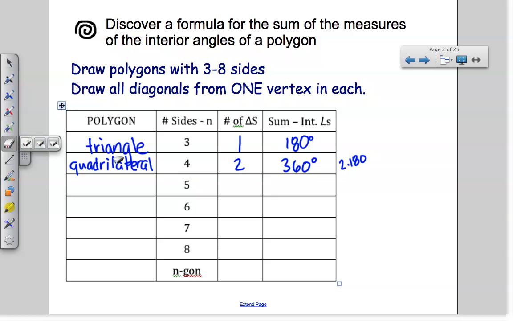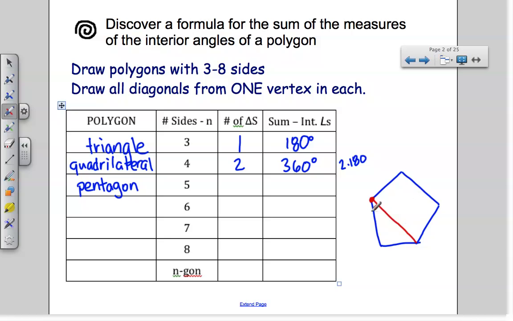Alright, let's do a 5-sided polygon, which you know is called a pentagon. So I'm going to draw a pentagon here. I'm going to pick a vertex, and I'm going to draw all the diagonals from this vertex. And in the case of this pentagon, I can actually draw 2 different diagonals from that vertex, which now I've split that pentagon into how many triangles? 1, 2, and 3 triangles.